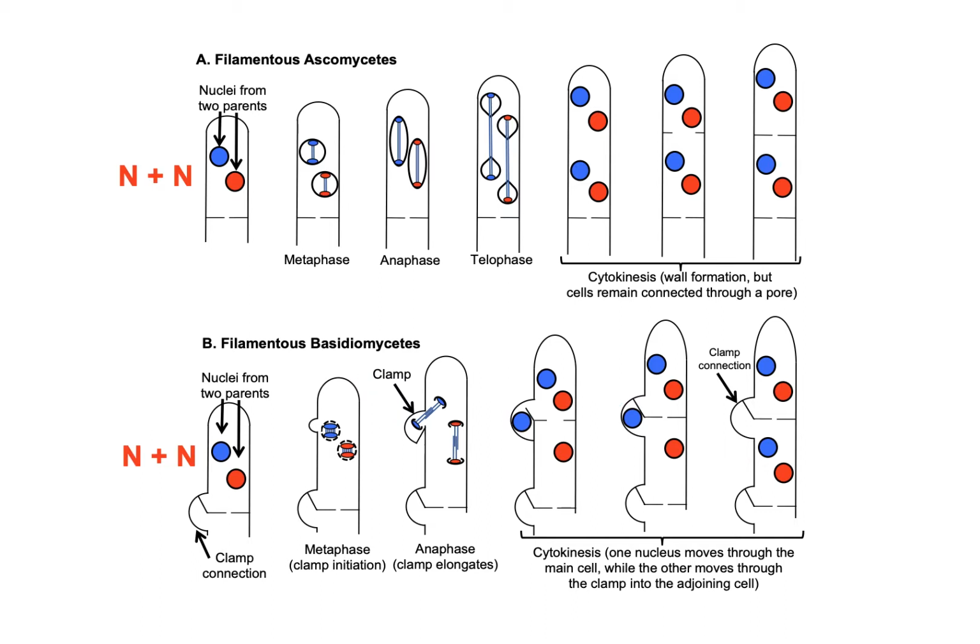And as far as I'm aware, this type of nuclear division and movement through a clamp like this is unique to the basidiomycetes. That is, I don't know of any other eukaryote that separates its nuclei or chromosomes in this way. And I believe also that the dikaryotic type of lifestyle in ascomycetes and basidiomycetes, that's also unique among eukaryotes.